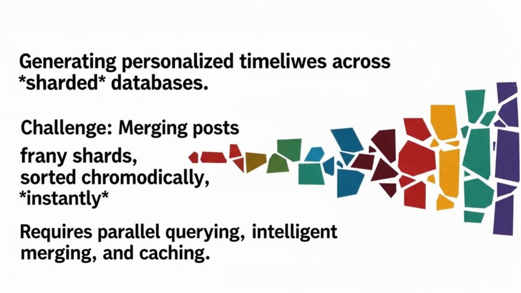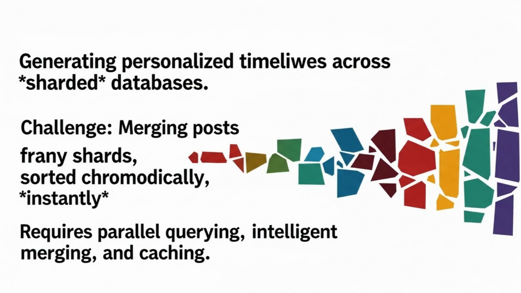Welcome, everyone. Today, we're diving into a fascinating challenge. How do social media giants like Twitter and Instagram generate your personalized timeline when user data is spread across dozens of separate databases, known as shards? It's a complex problem, but incredibly common in distributed systems.